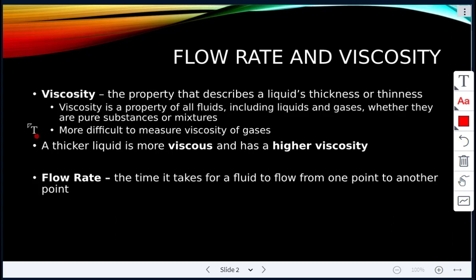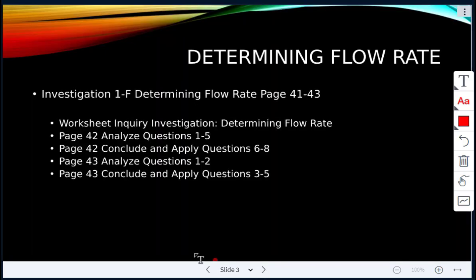It is more difficult to measure viscosity of gases. So when we are talking about a thicker liquid, we can say it's more viscous and it has a higher viscosity. And then we can measure its flow rate, so basically the time it takes for a fluid to flow from one point to another. There is an experiment or investigation we'll look at afterwards of how you can measure flow rate of different liquids. Come back to this.